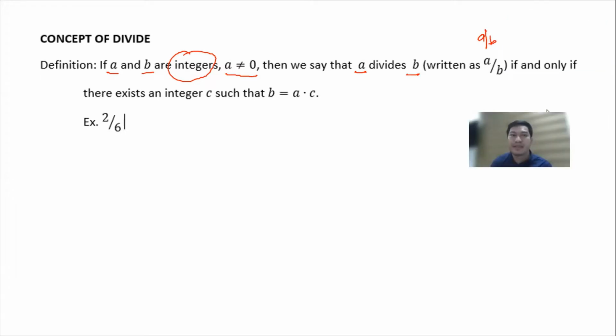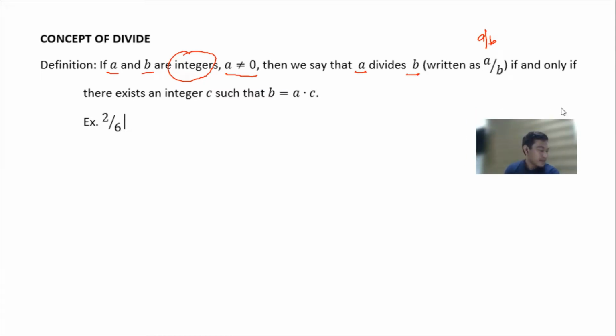If and only if there exists an integer C such that B is equal to A times C. Let's add, if A does not divide B, then we can write it as A, then B, with a not-divide symbol, we put like that. So if A does not divide B, then you can write it this way.